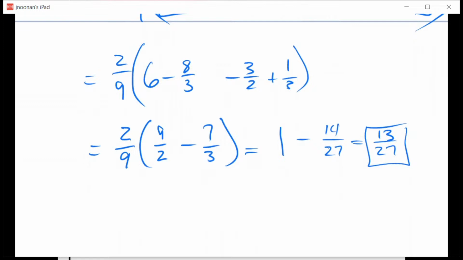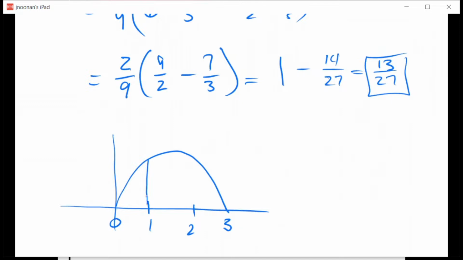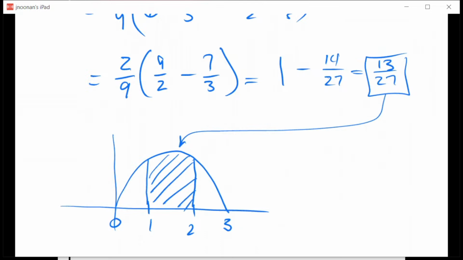Here's why it feels better to me: if you were to draw this density function, here's what it looks like. Here's 1, here's 2. And just like with the normal curve, I'm interested in the area here. Apparently the area is 13/27 of the entire area. So that's the probability. All right, that's not bad.